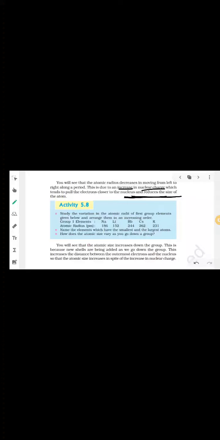So whenever electrons are pulled closer, the atom will try to shrink. So the atom will shrink. As the nucleus pulls the electrons towards itself, the size of the atom will tend to reduce. So this is the main thing which you need to remember.